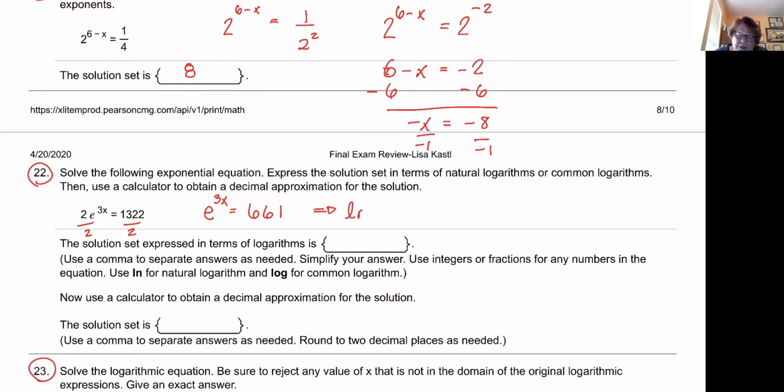And when I take the natural log of e to the anything, it's just the exponent. Because what does the logarithm mean? The logarithm means, what do I raise that base to get that value? Well, the base of the natural logarithm is e. So what do you raise e to get e to the 3x? 3x.